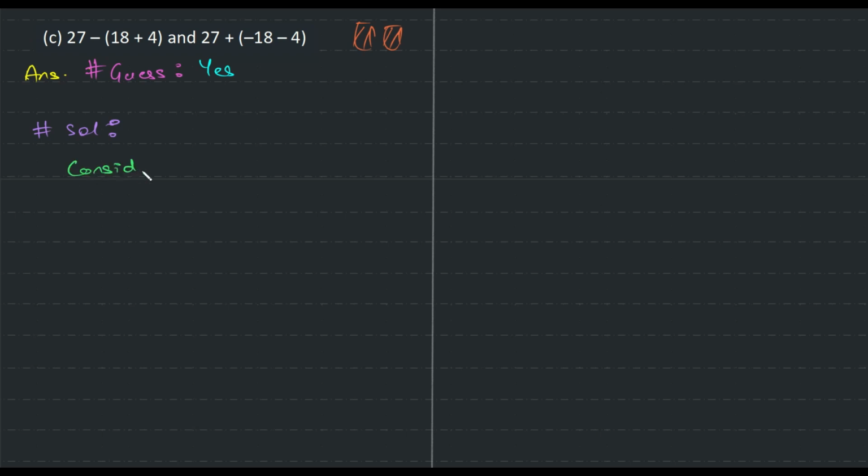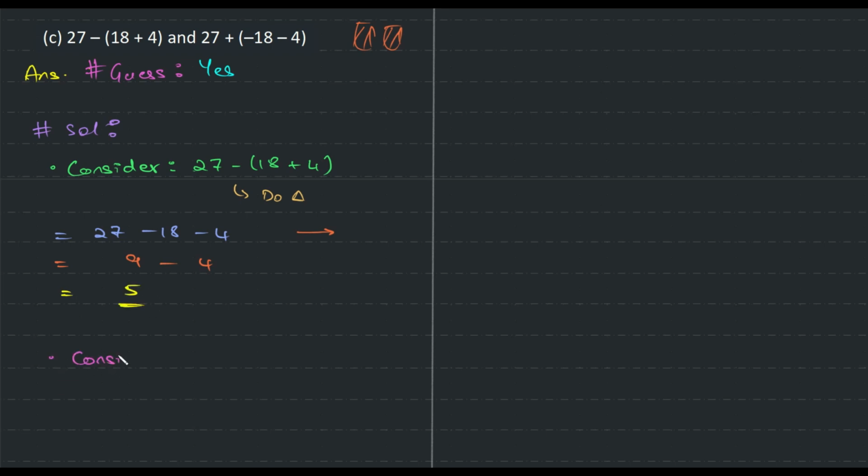Like we'll consider first 27 minus (18 plus 4). And you know what minus tells? To change things inside, that is take the additive inverse. So 18 will become minus 18, 4 will become minus 4. And now as per the BODMAS rule going from left to right, I need to solve this. So this will be 9, right? Minus 4 is still left. And this is 5.